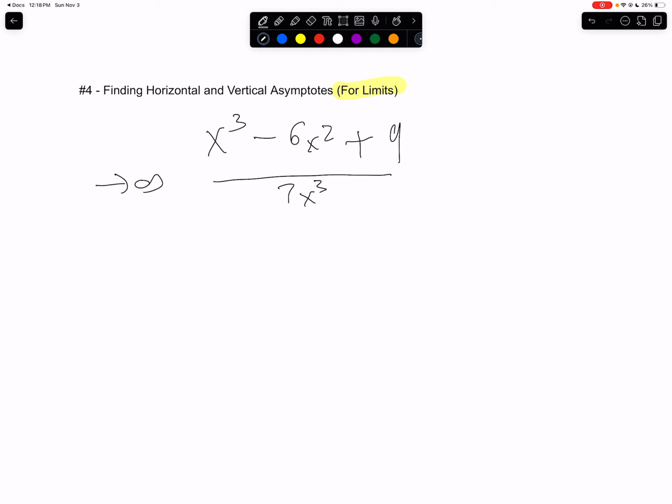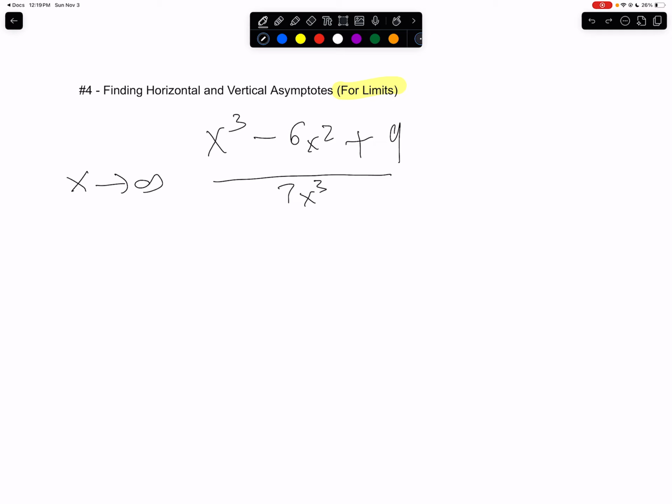When the x's approach infinity, I'm just going to write it as x approaches infinity. Hopefully you're familiar with this from end behavior stuff. When x approaches infinity, it will approach that horizontal asymptote. So when this rational function here approaches infinity, it'll equal the horizontal asymptote.